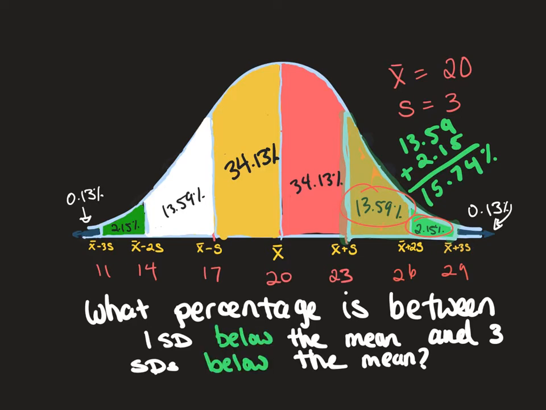If we change this up slightly and ask what percentage is between 1 standard deviation below the mean and 3 standard deviations below the mean, well, now I've identified a new area from 1 below to 3 below, and I'm trying to find this segment. I follow the exact same steps. I would add the 13.59 and the 2.15, and I would find this area is also equal to 15.74%. That's because the graph is symmetrical, and this is the corresponding negative side area for the one we found on the positive side just a moment ago.